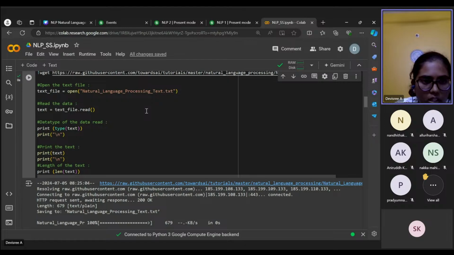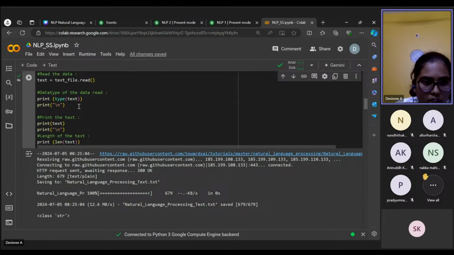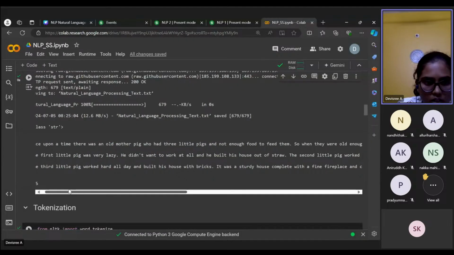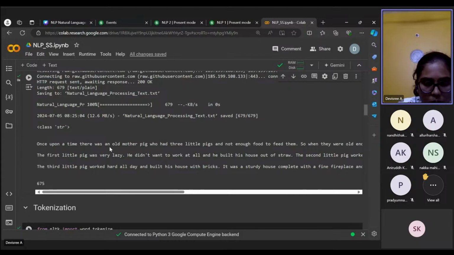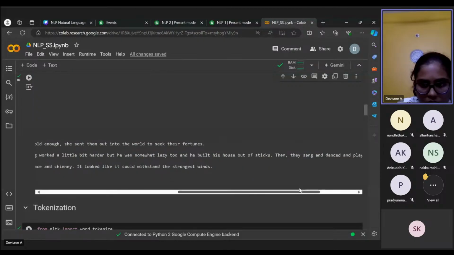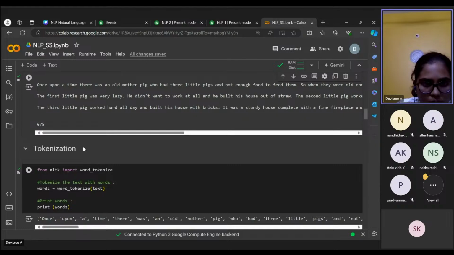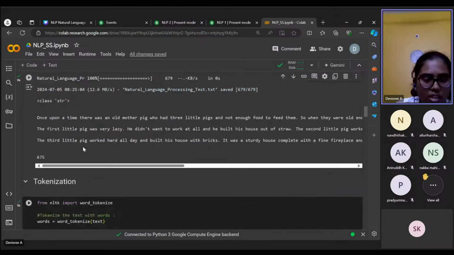So when we print the data type of the text, that is string, and this is the content. To print the text, we just print the text. So this is the text that is printed: "Once upon a time, there was an old mother pig," etc. So yeah, three lines over here. Firstly, we have the text ready now.